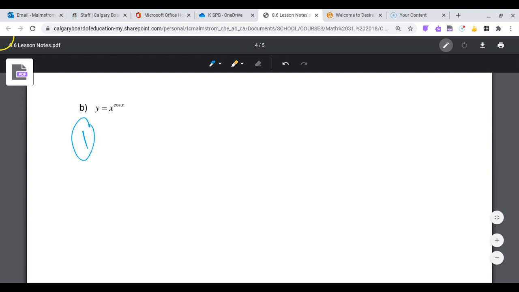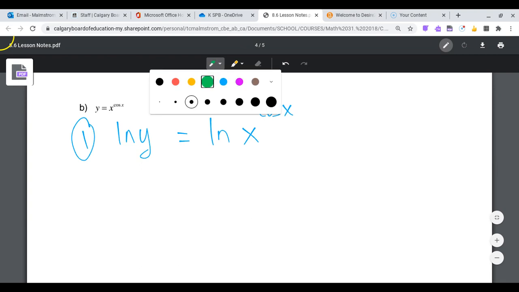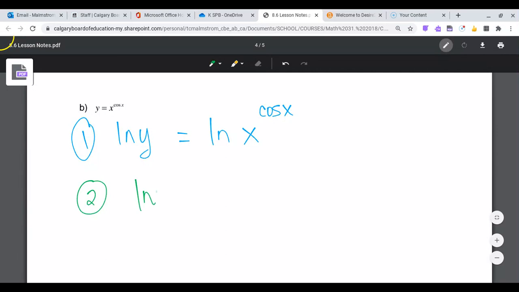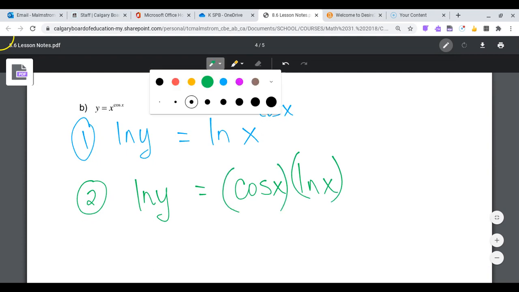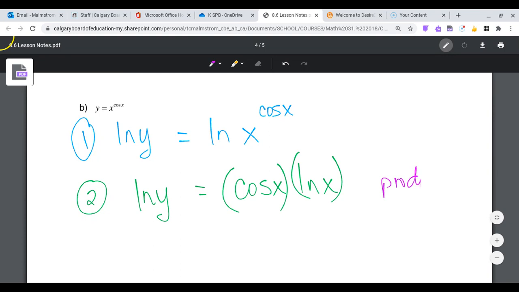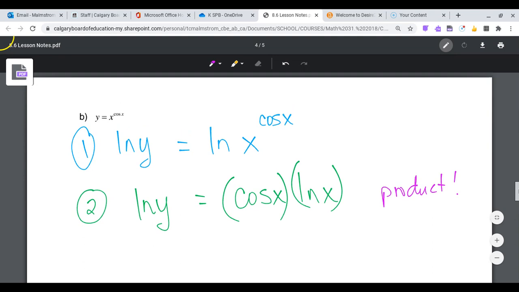Okay, so first thing I'm going to do is take the natural log of both sides. So ln y is equal to ln x to the power of cos x. Then I'm going to use my exponent rules, and I'm going to bring that cos x down the front. That's the power rule, and that results in a product. So we will use our product rule to differentiate this.